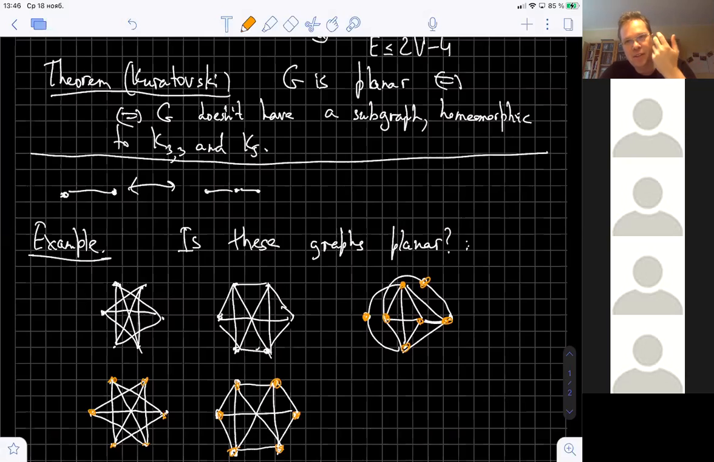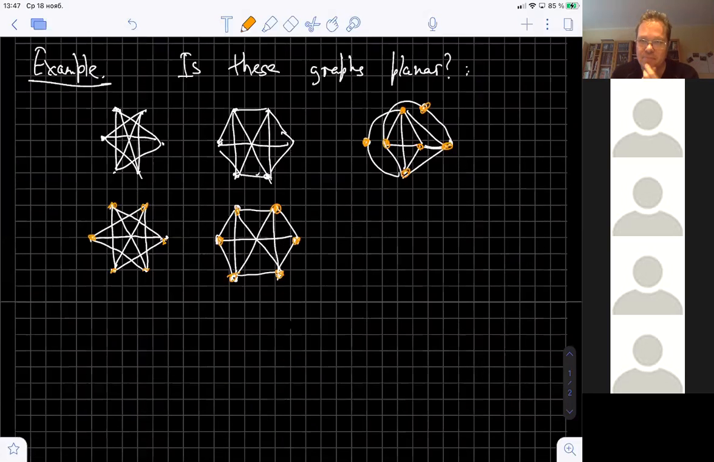Okay, but if you want to prove they're not planar, then you need to find the subgraphs that are going to be homeomorphic to K3,3 or K5. I think the first one is planar. Okay, how can you draw it? I use the inequality, because there's a triangulation in the first one. I counted the number of edges to be 8 and the number of vertices to be 6. So 2 times V minus 4, that is 8, which is less than or equal to 8. So I think it's planar.